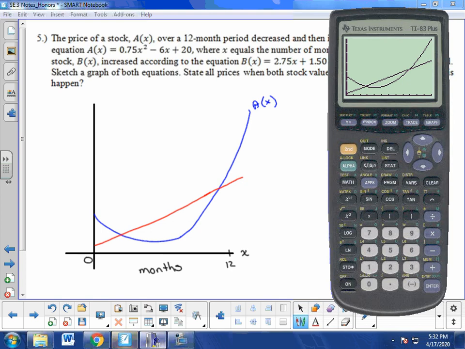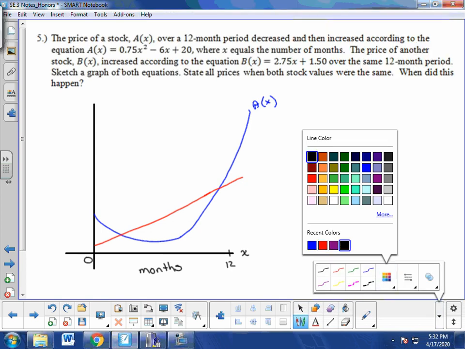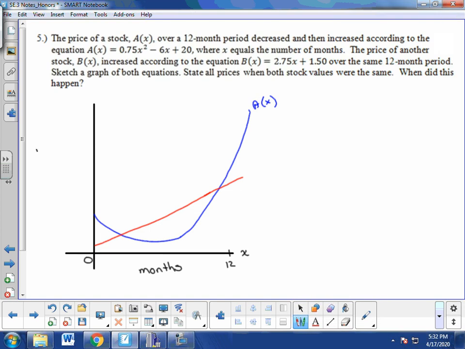Now I'm going to go ahead and label the y-axis because both the y-axes are relating to the same thing. Both of these are price, and this is in dollars. So the price of A of x and the price of B of x.